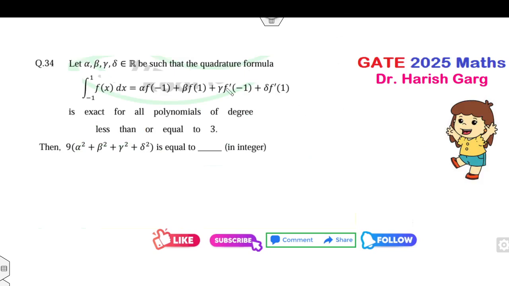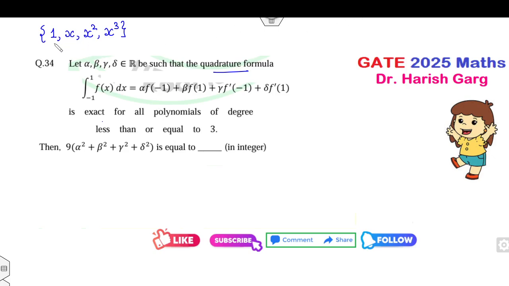Look at the second one. It's a quadrature formula, exact for polynomials of degree 3. So can you find the basis of degree 3? 1, x, x square, x cube. Is it fine? Now you can substitute one by one.